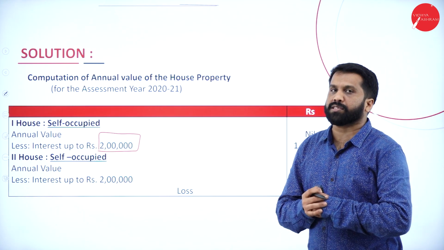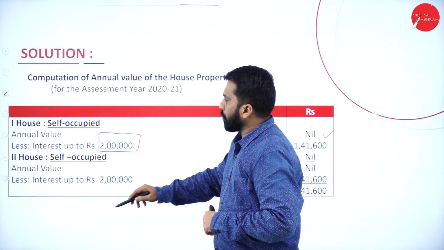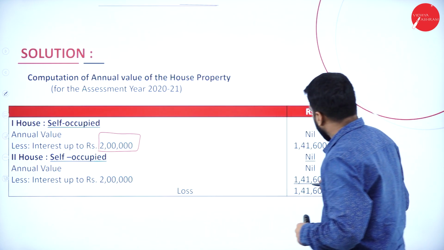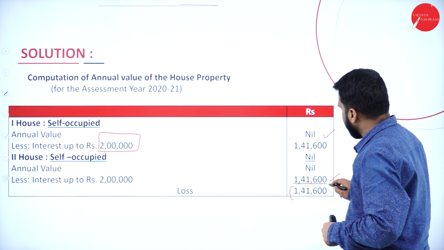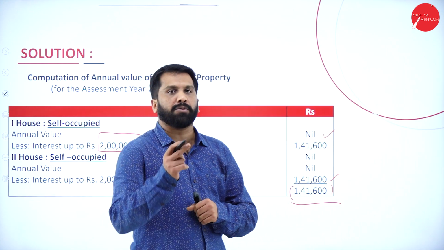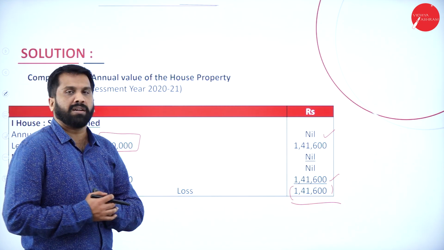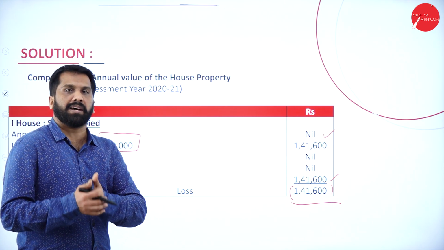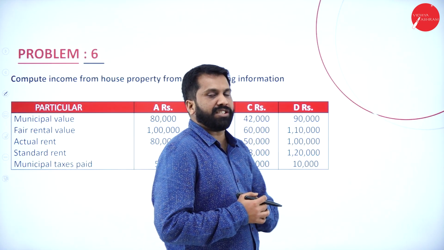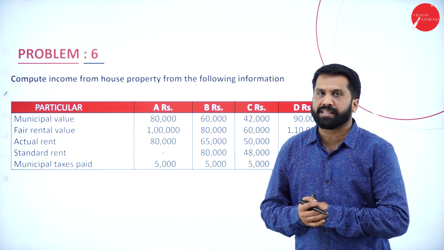Above 2 lakh you are not supposed to take. Now, this is done. Your self-occupied annual value less interest, so it is 1,41,600. Your answer is minus 1,41,600. Hope you are clear. Yes, this is all about your calculation on house property. Hope you are clear. Yes. Now, I'll go for the next problem. Later, I'll show you the slides for screenshot.